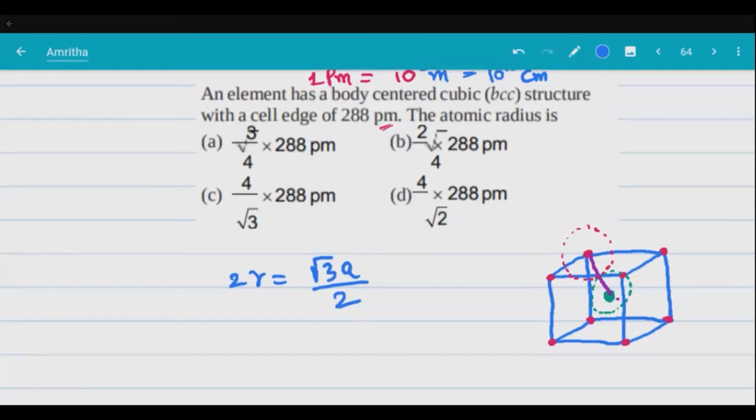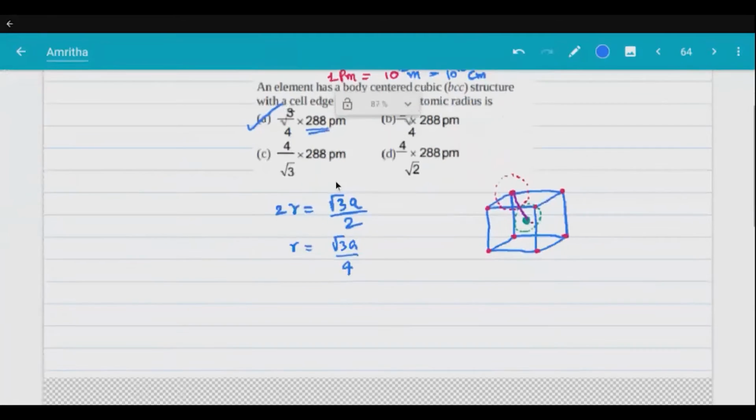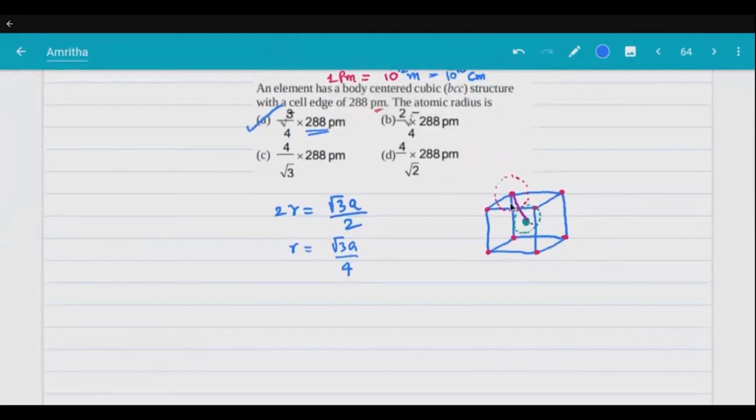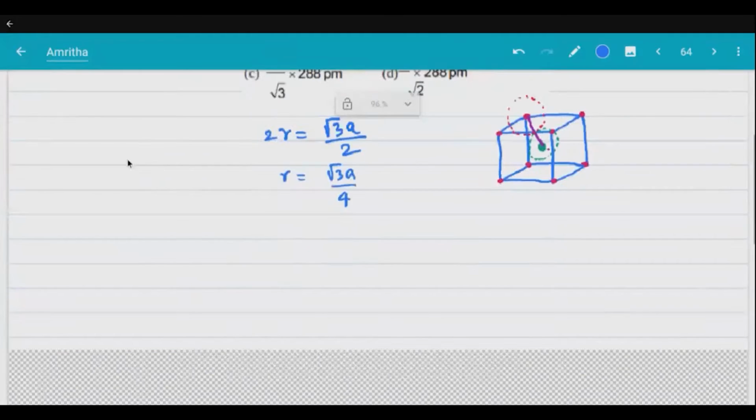Exactly. Okay. Now what is the radius here? Root 3a by 4, right? Root 3a by 4 is this, no? A is given, just substitute. Got it? So that means we should know position of atoms. Okay. Right. Next.